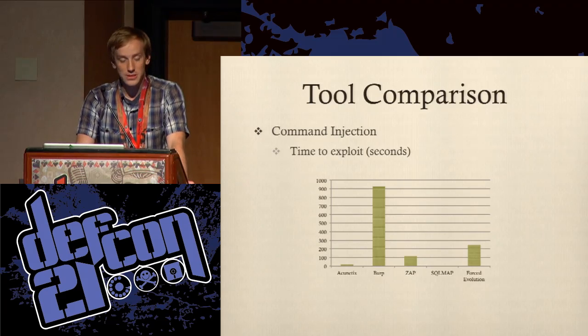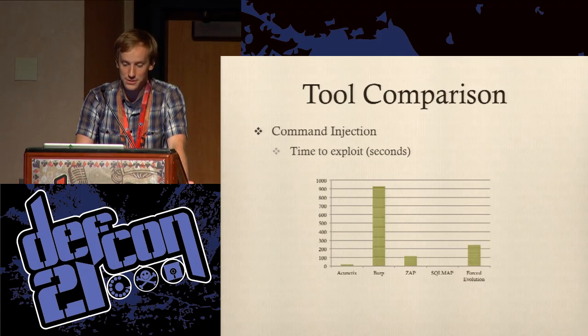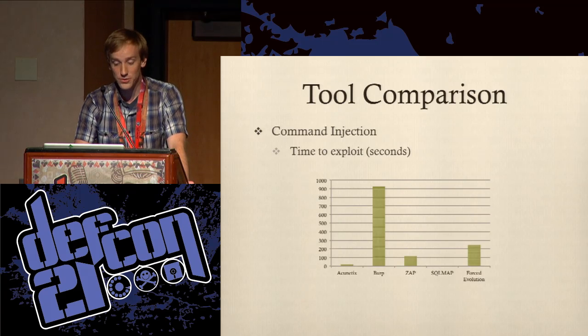The time to exploit is usually dependent on network latency, so these will fluctuate a little bit. But forced evolution does perform well compared to some tools, and not very well at all compared to others. And the same for SQL injection.